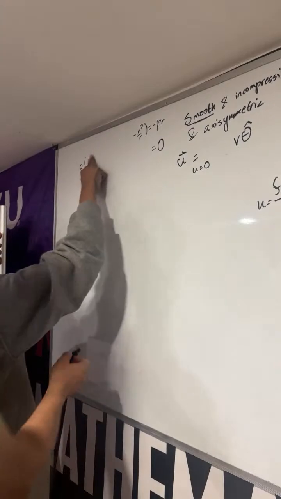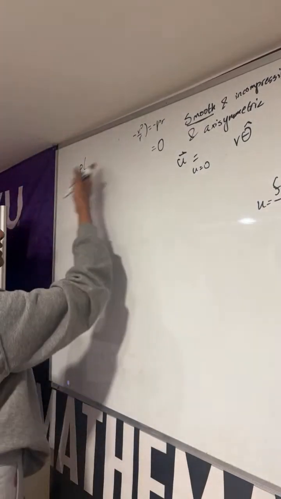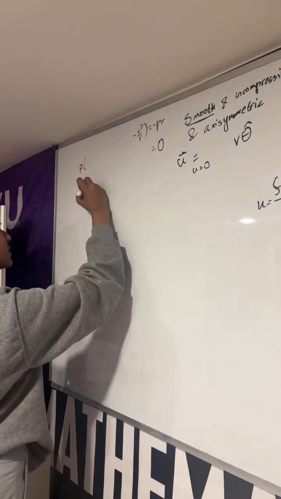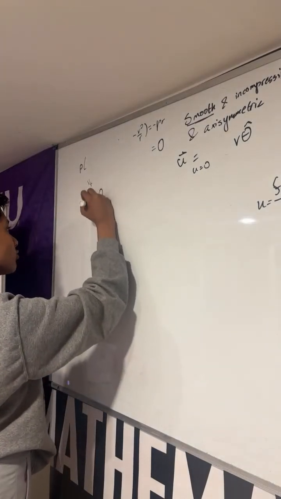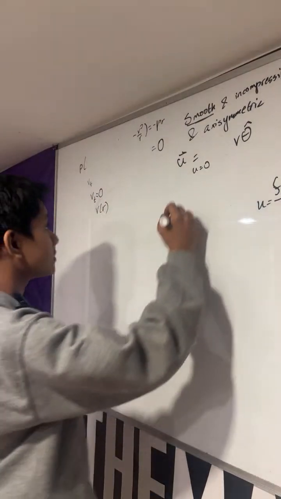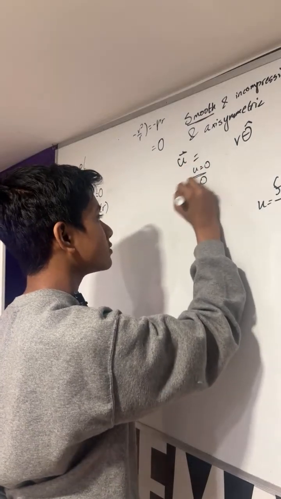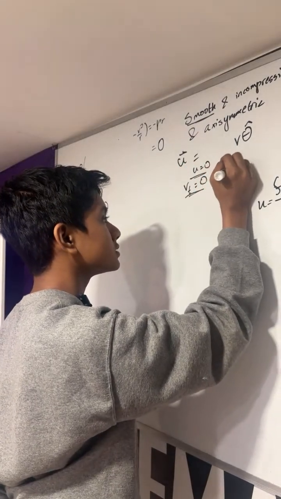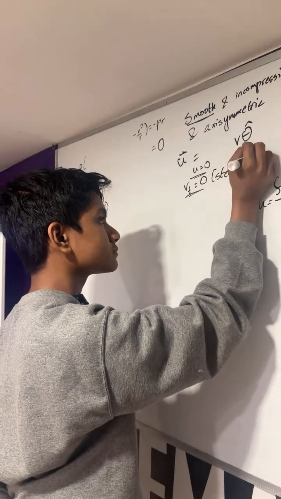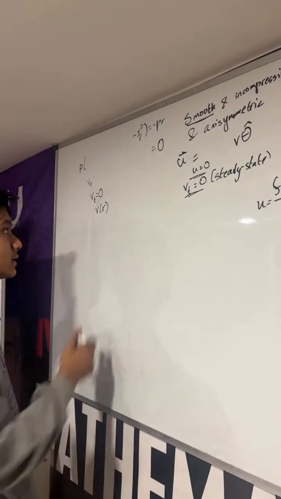You just get this. And now you'll notice v_t is equal to 0, which means v is only a function of r. This is a steady state problem. v_t is equal to 0, which is steady state. I think the sound is okay now.